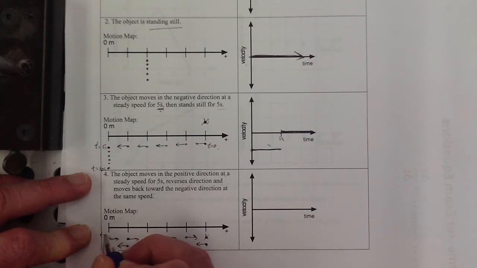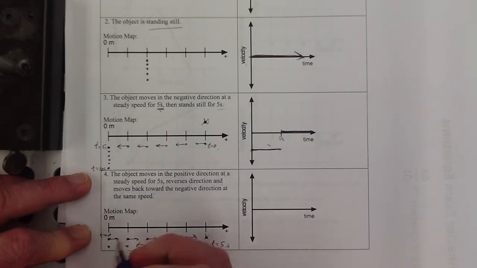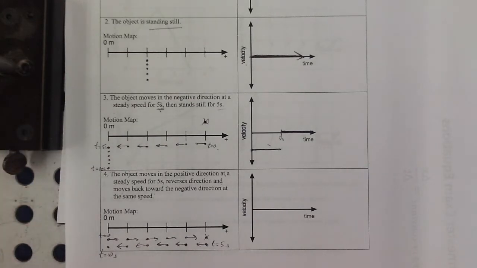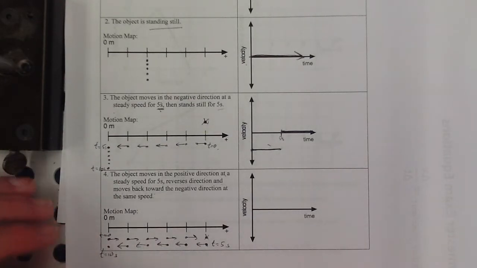That's time 0. This is time 5 seconds. That should make sense. That's where it switches right there. And then this is 10 seconds here. All right, now how about my velocity time graph?